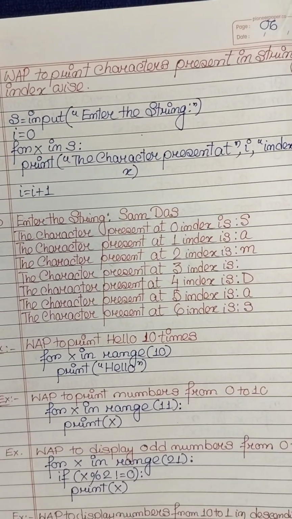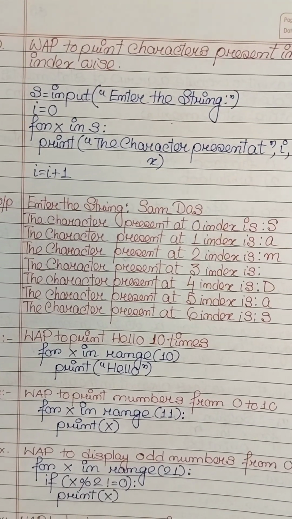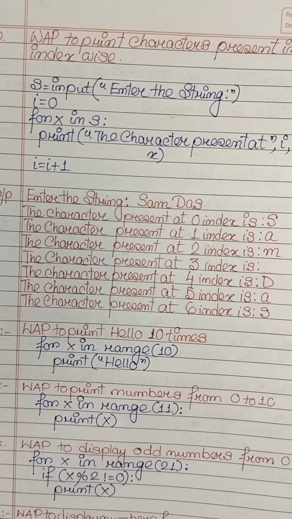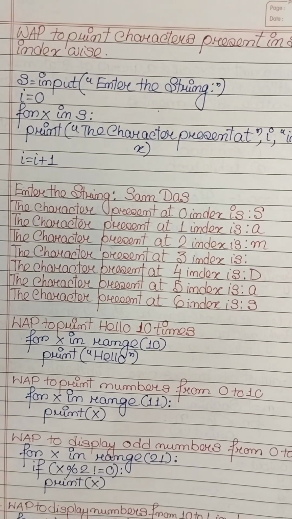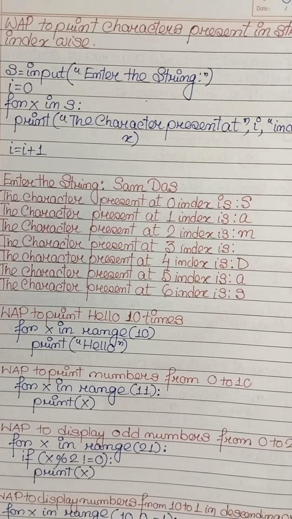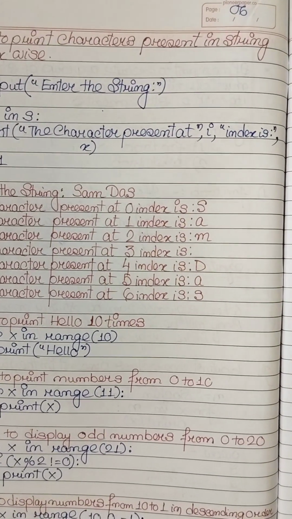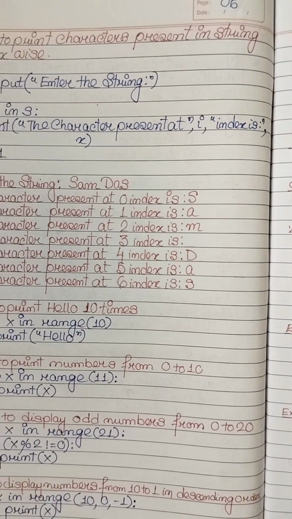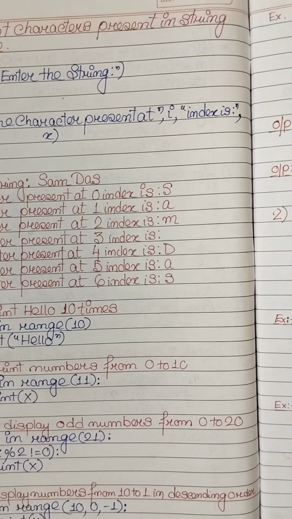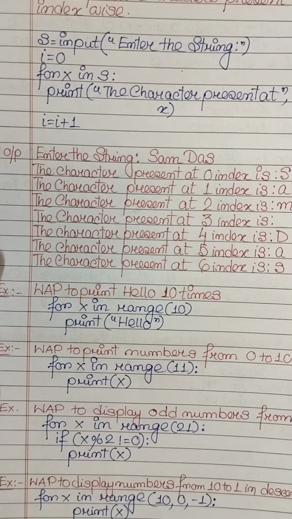Next, write a program to print the characters present in a string along with the index. S is equal to input, enter the string, i is equal to 0. Then we write for x in S, which is a sequence, and S is the input taken by the user. Print the character present at index i, and that character is x. And at the last we have to do i is equal to i plus 1.